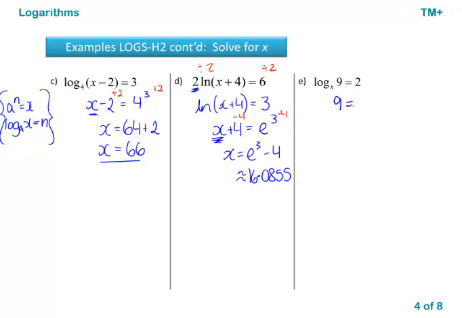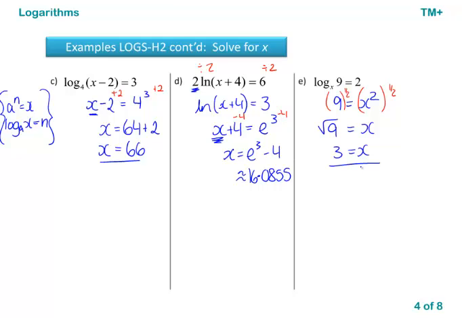Okay. Next one, log x of 9 equals 2. Rearranging, 9 equals x squared. Okay. To get rid of that squared on this side, put both sides to the power of a half, because 2 times a half is 1, so you end up with that x. 9 to the power of a half is simply the square root of 9 equals x, so x equals 3.